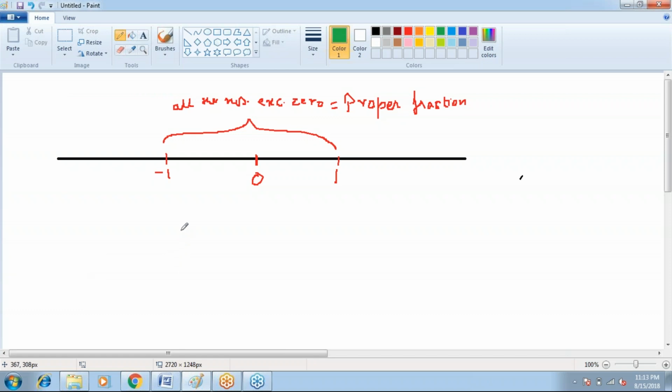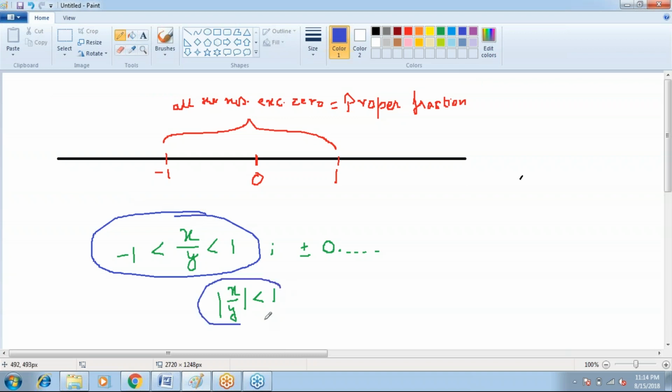If mathematically I have to define, x by y is a proper fraction if it is between 1 and -1. Or in simpler terms, unofficially you can understand, any number starting with 0 point something, plus or minus, doesn't matter, is a proper fraction. 0.1, 0.2, 0.999, 0.25, any such fraction is a proper fraction. Or the denominator is greater than the numerator, also written as absolute value of x upon y is less than 1. These are all the same.